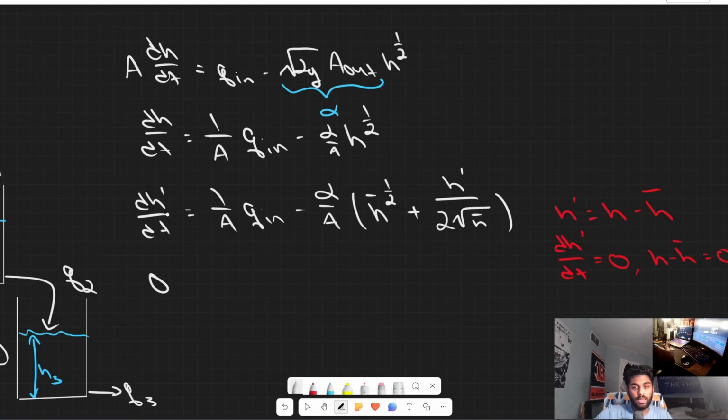So if we set that derivative equal to 0, we have this 1 over A term, and this Q becomes the Q at the initial steady state. So we define that with the bar.